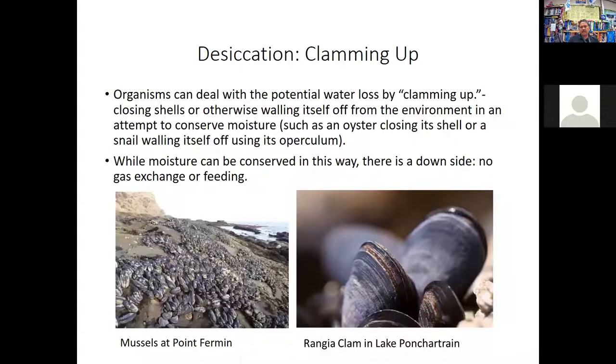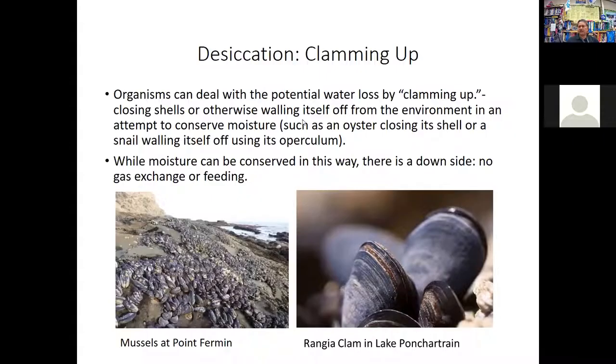Other organisms will just close up. I already showed you the clams from Lake Pontchartrain in Louisiana. Near me, I have a photo of some mussels that are at Point Fermin, which is near Long Beach, California. If you were to go to the Cabrillo Marine Museum and go out the back door, it leads right to Point Fermin. So organisms can deal with the potential water loss by clamming up.